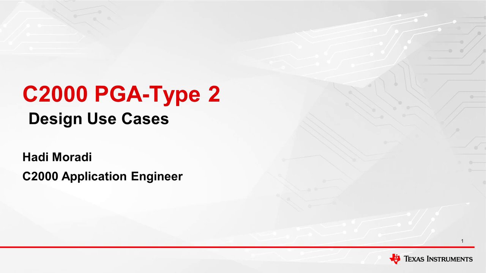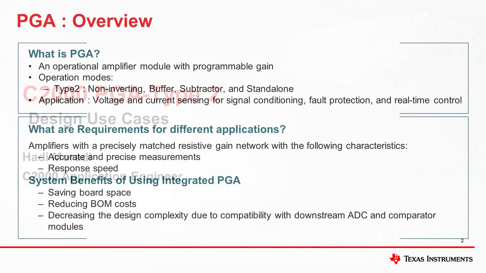In this video, I'm going to talk about C2000 PGA module and its use cases. First, I'll go over the main features of Type 2 PGA. Then, I'll be providing the use cases that can be implemented using Type 2 PGA. For more information on peripheral types, see the C2000 Real-Time Control MCU Peripherals Reference Guide. The link is given at the end of this video. I hope you will find this presentation informative and engaging.